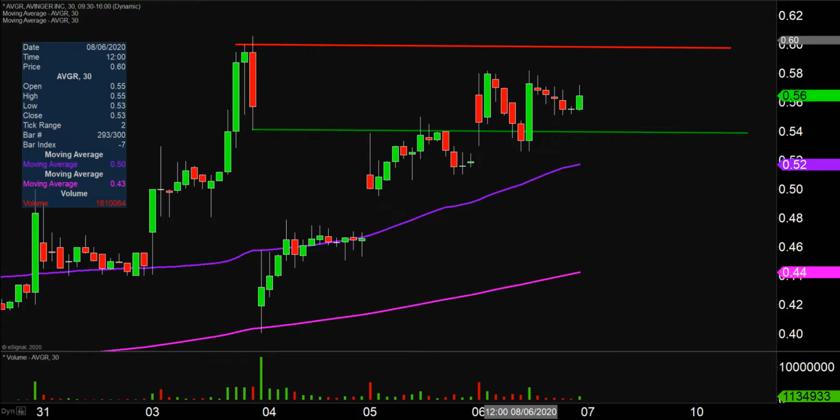So we'll see what happens with it headed into Friday. But price has been doing a great job of now starting to build these higher lows. So let's see if that can carry on, like I said, get up there and do battle with that 60-cent mark.